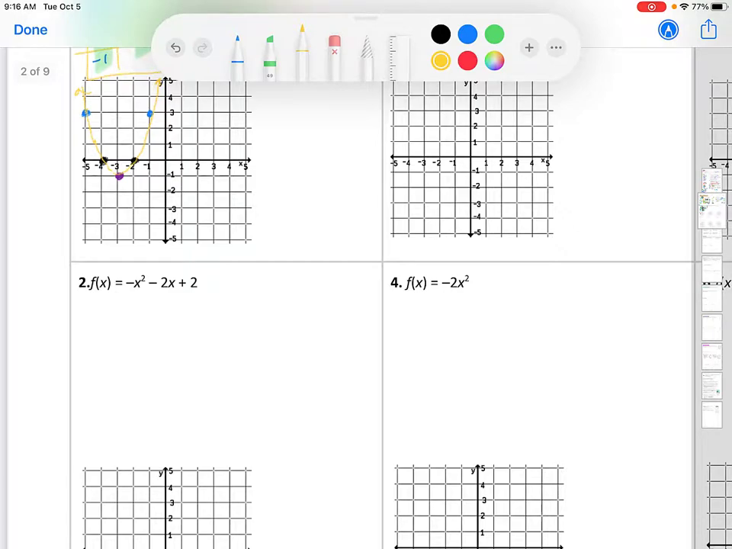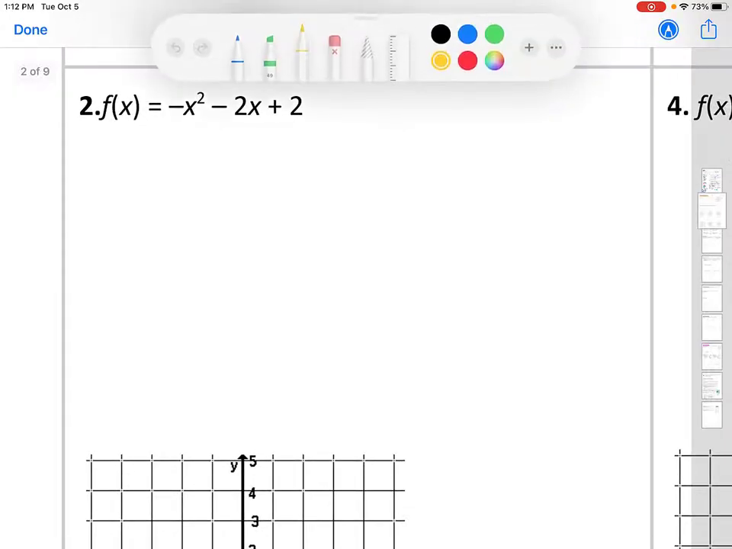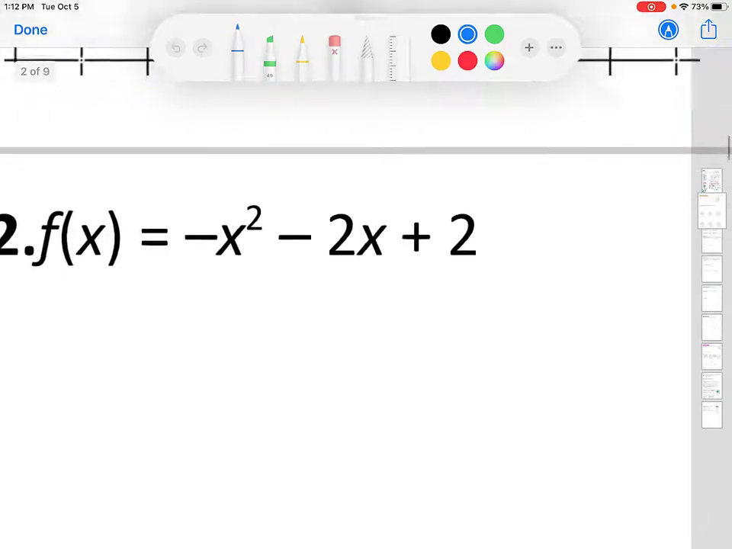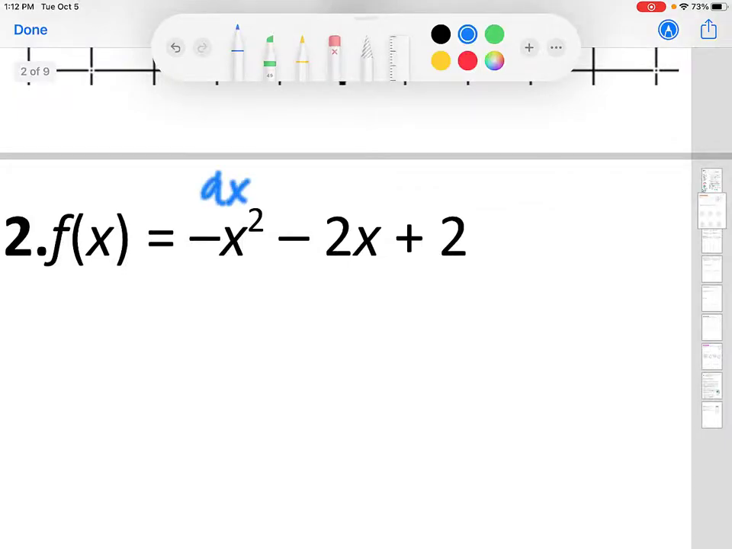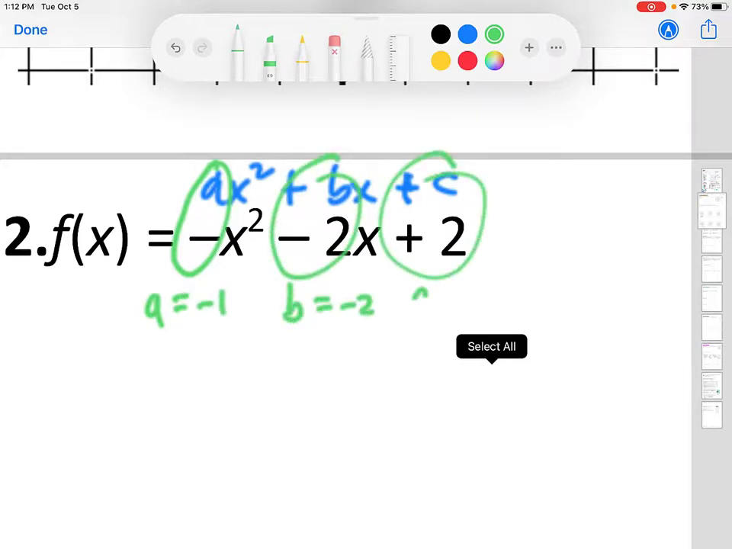Okay, all right, let's go over question number 2. Graphing quadratics in standard form. I'm going to find our a, b, and c values so I can find the axis of symmetry. I'm going to write standard form right above it. There is no number, that means it's going to be a 1, negative 1. b is negative 2, and c is 2.